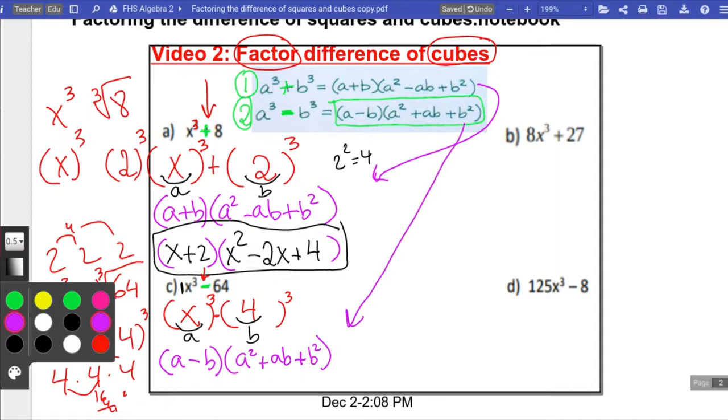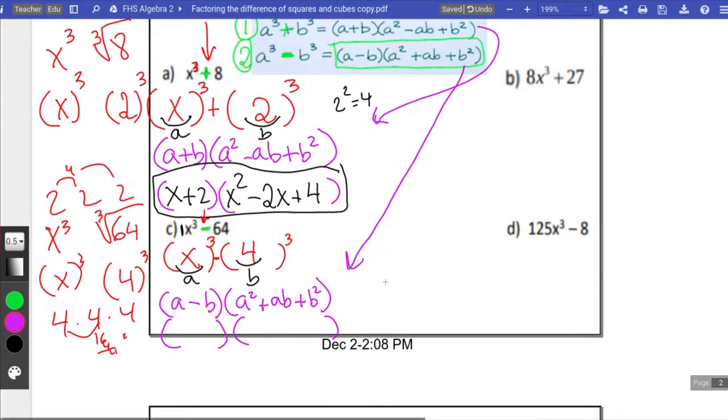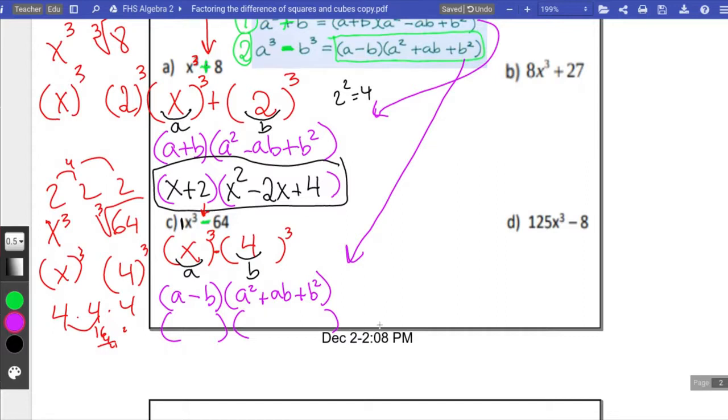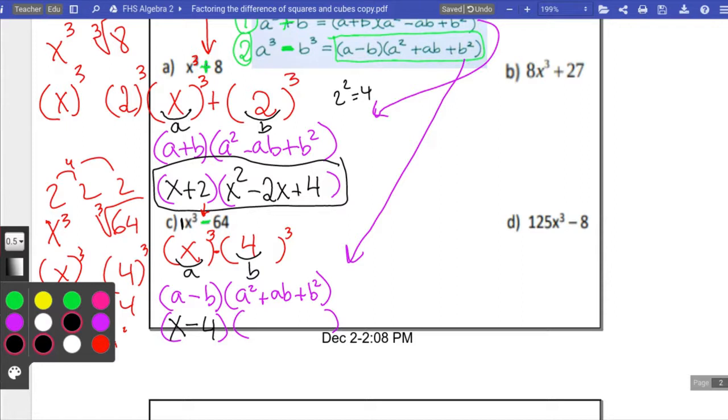All right. Now let's plug in the numbers. So let me open up my parentheses. Let's move it up a little bit because it's hard to see from down there. You ready? Set, go. A is x. Minus b. B is 4. Done with that parentheses.